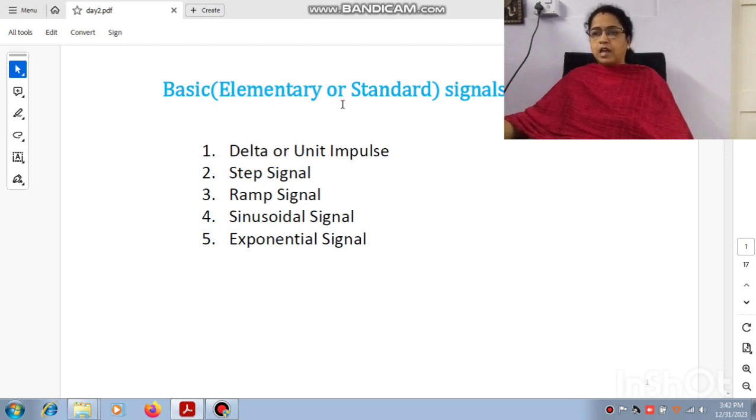So what are those standard or elementary signals? They are the delta signal or unit impulse signal, the step signal, ramp signal, sinusoidal signal, exponential signal, and many more. But to list a few, I have taken only 5 elementary signals here. Once we understand these signals properly, using the concept of these signals, we can construct any other signal. So let us now see the delta signal or the unit impulse signal.